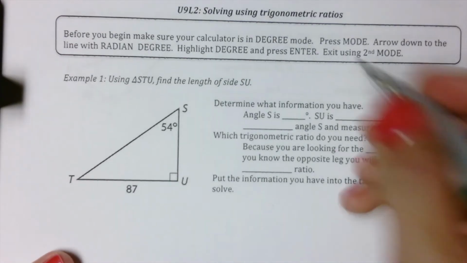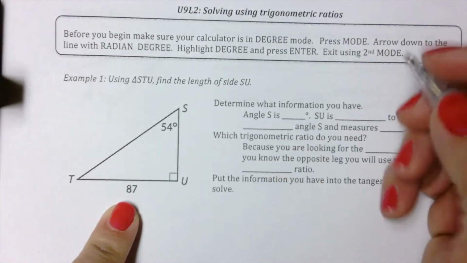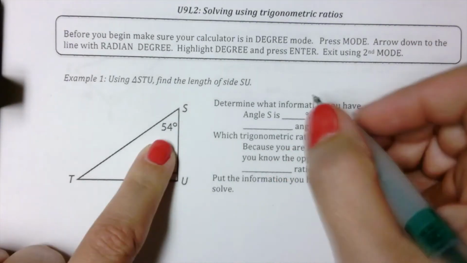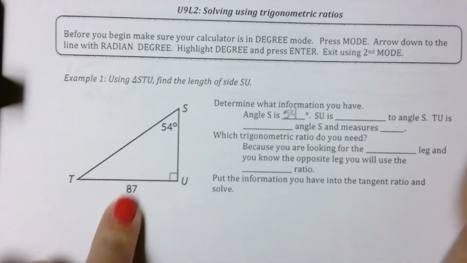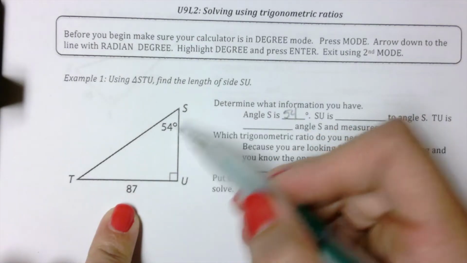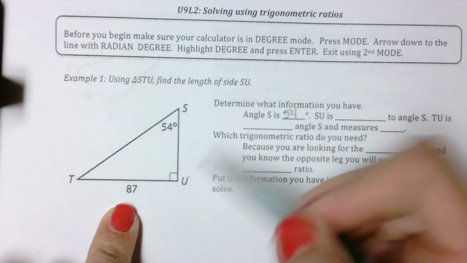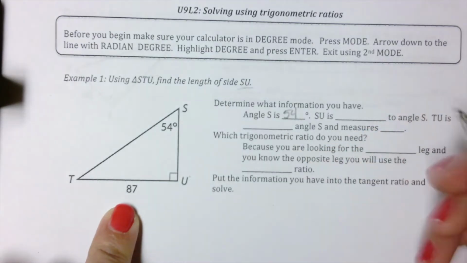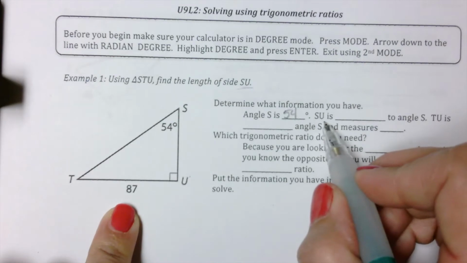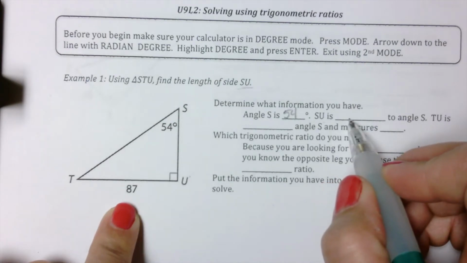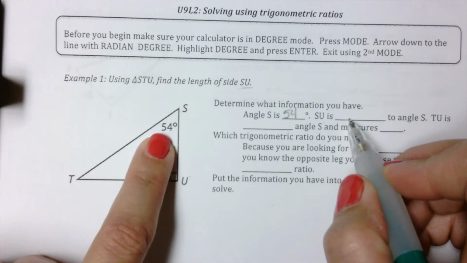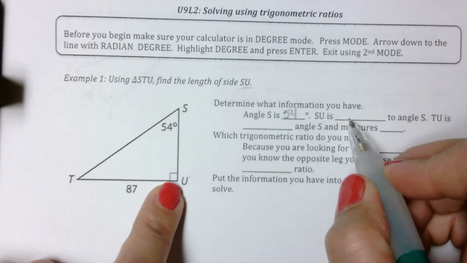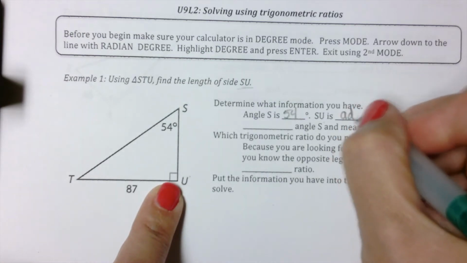So we have triangle STU here, and angle S is our given angle, and it's 54 degrees. And then from angle S, side SU, because that's what we're looking for, it says find the length of SU. SU is what relationship to angle S? SU is right next to the 54 degree angle. It makes my 90 degree angle, so it can't be my hypotenuse. It has to be my adjacent leg.